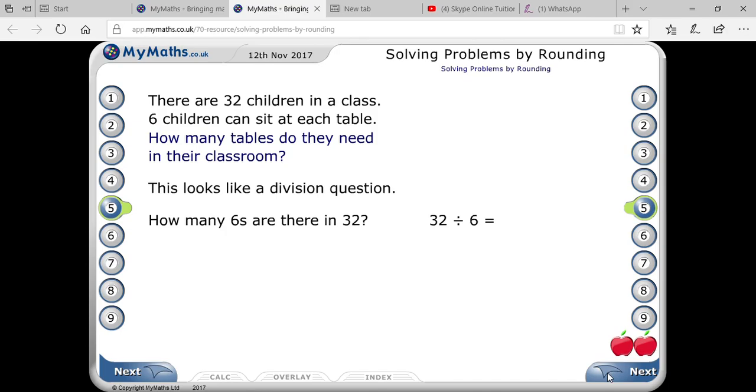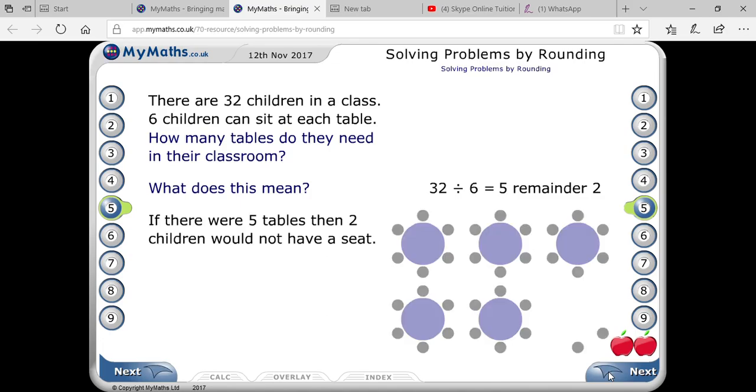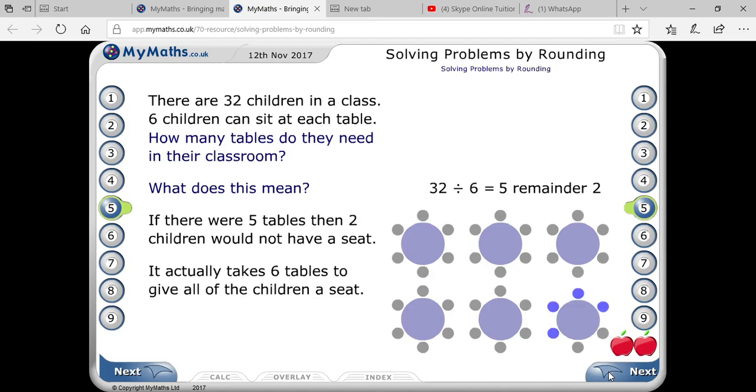So in total you will get 5, remainder 2. 6 goes in 5 times, remainder 2 left over. That means for those 2 left-over children, there will be an additional chair. Do you understand clearly? So actually it takes 6 tables to give all of the children a seat.